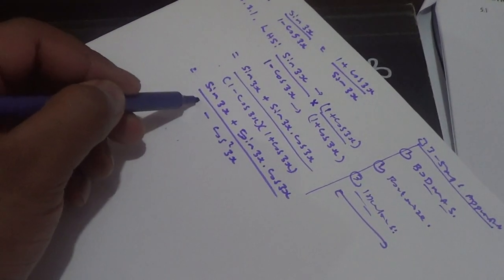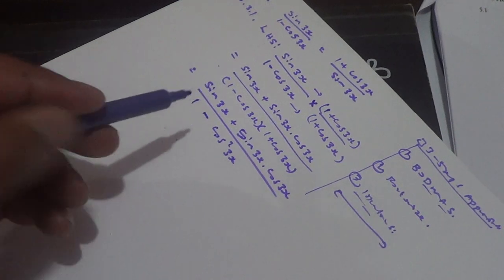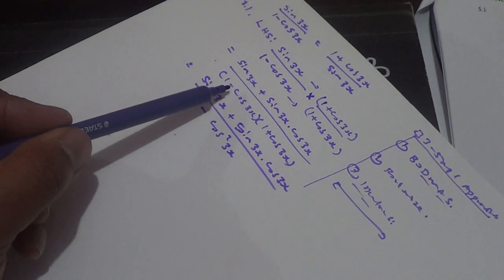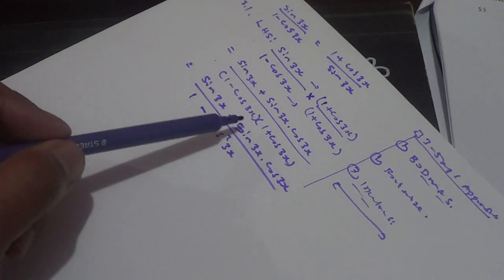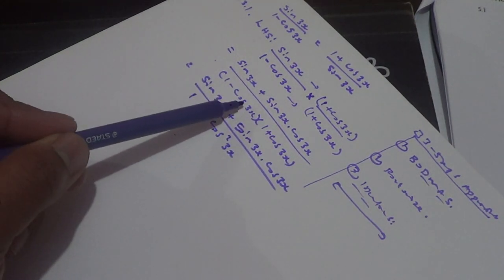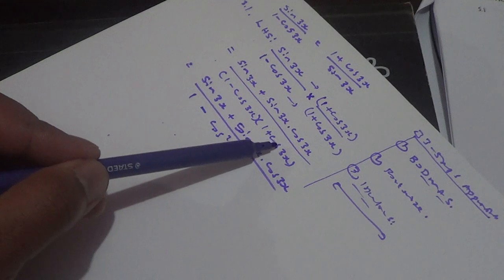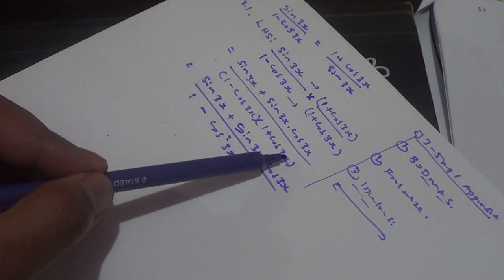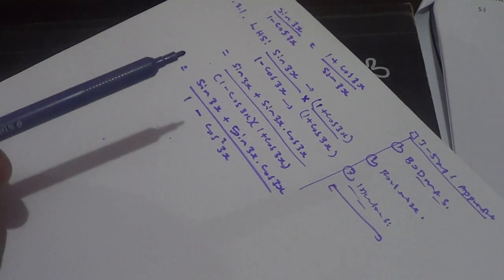So I'm just taking the shortcut. You guys need to expand that bracket and then you will end up with this, because minus cos 3x plus cos 3x will just disappear. So you only have this multiplied by that. So a negative times a positive is a negative. Cos 3x times cos 3x is that one.